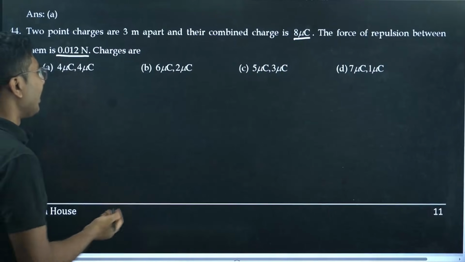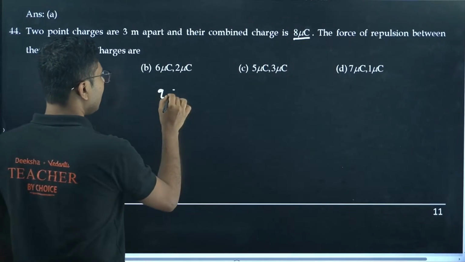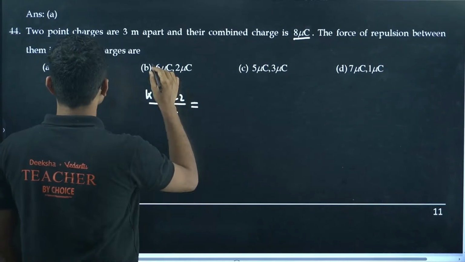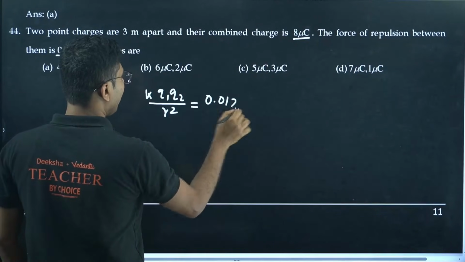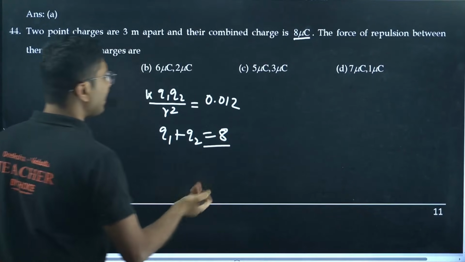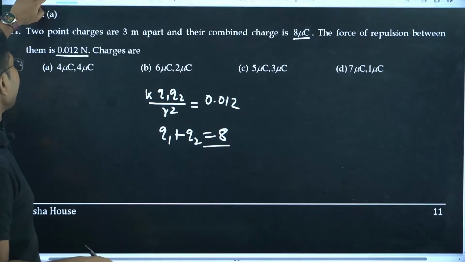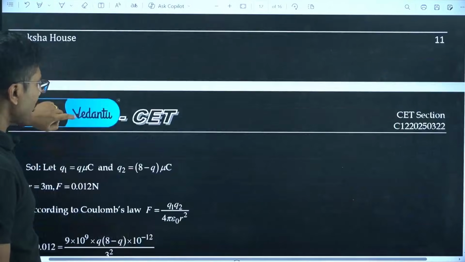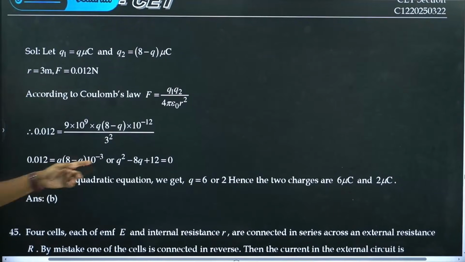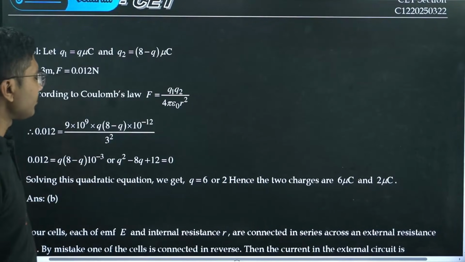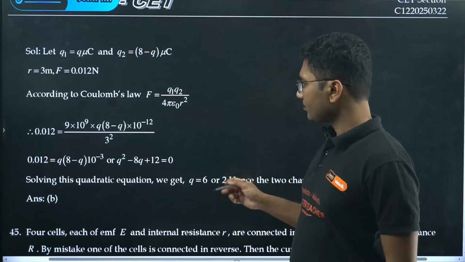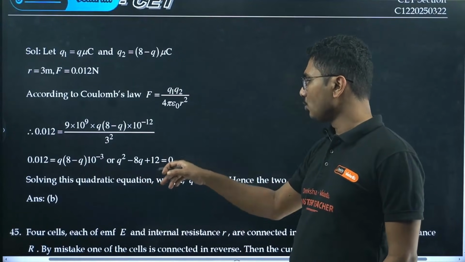Next, 2 point charges are 3 meter apart and their combined charge is 8 microcoulomb. The force of repulsion between them is 0.012 Newton. Obviously very easy question. Q1 Q2 K Q1 Q2 by R square equals 0.012. Q1 plus Q2 is given as 8. You take one of them, you simplify it, you will get a quadratic equation, and there is no shortcut as such.